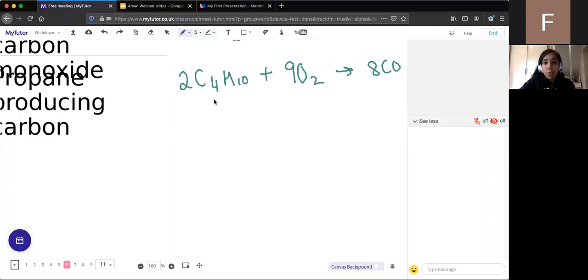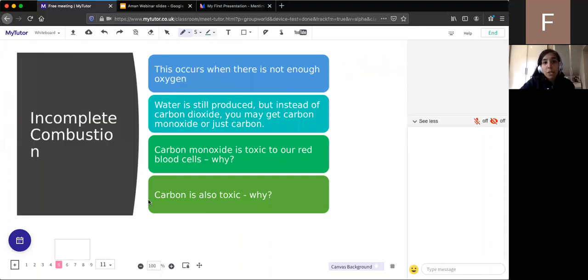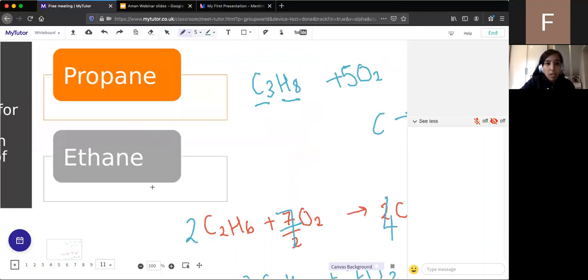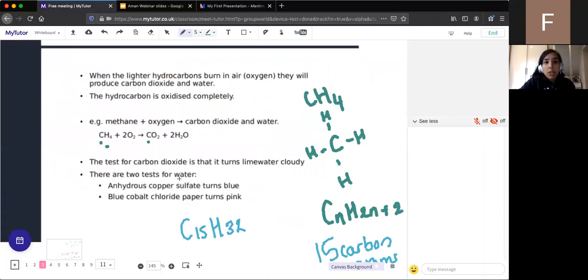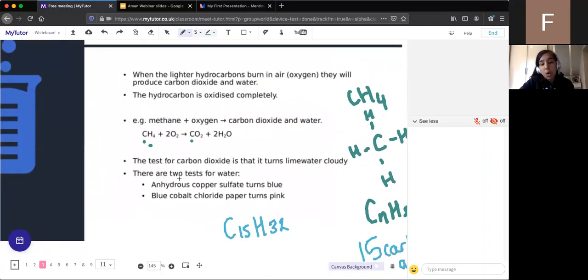Someone's asked, what is the definition of combustion? So remember I said that combustion, sorry, let me go back to this slide here. So combustion is about burning in oxygen. That's what combustion is. It's when we burn a hydrocarbon in oxygen.